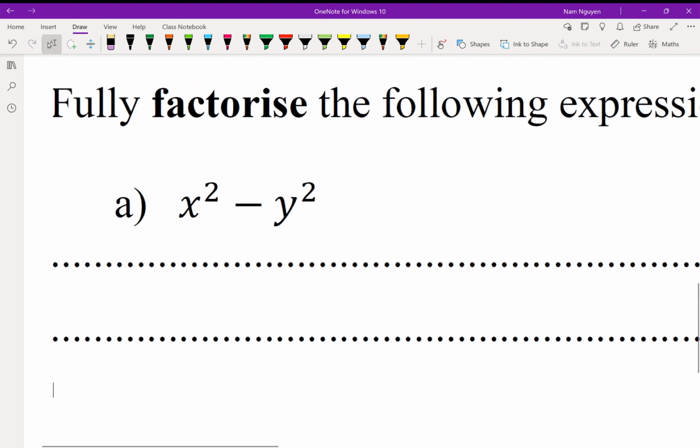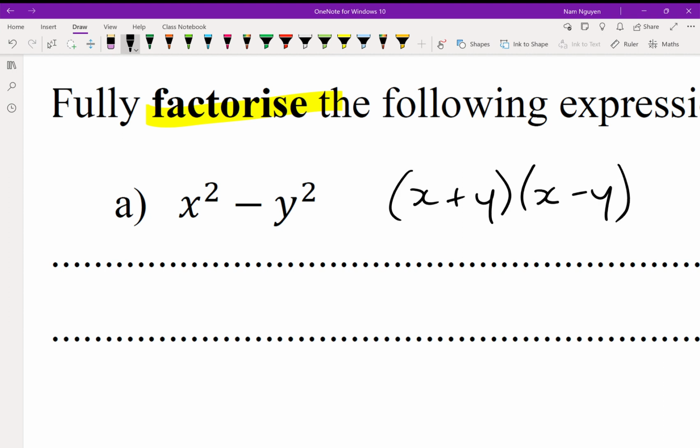Because in order for you to factorize, which is the reverse of expanding, okay? Can you see that this is the result of expanding this? True that. It's called a difference of perfect squares. Okay?